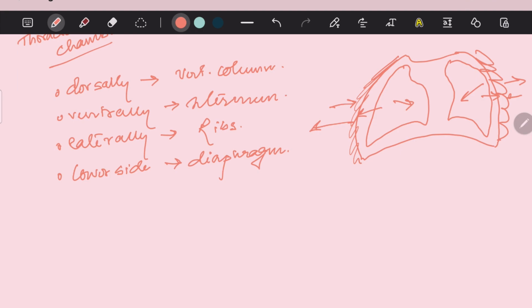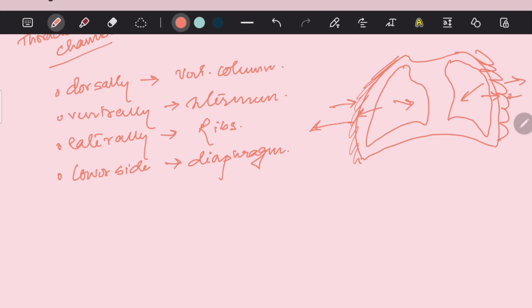Because I said breathing is a mechanical activity, most of the muscles which function are attached to the ribs and not to the lungs. When the muscles contract, the rib cage, the thoracic cavity, expands. As a result, the lungs also expand. Whereas when they relax, the thoracic cavity contracts and the lungs also contract.